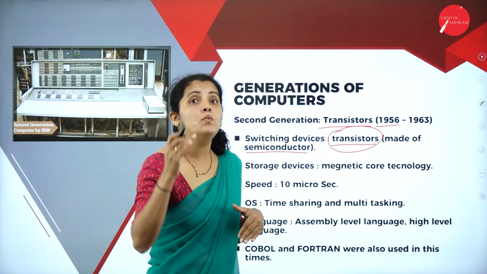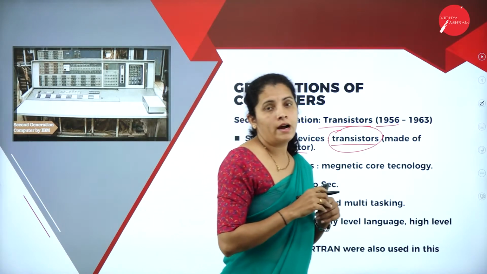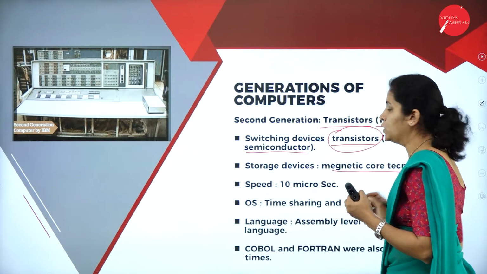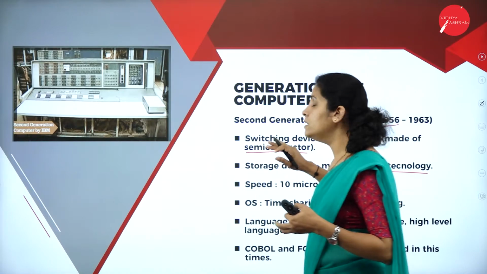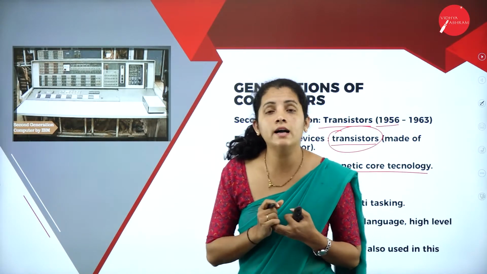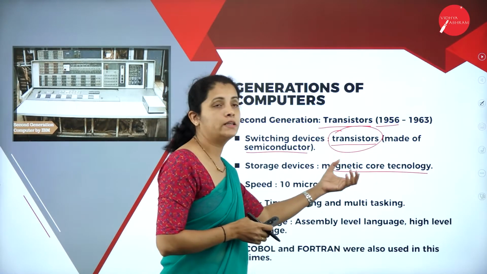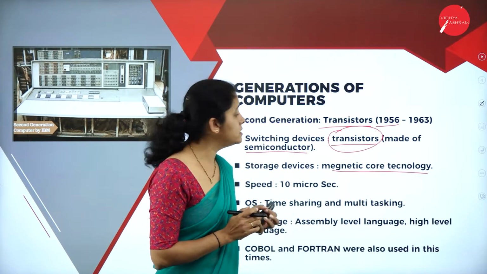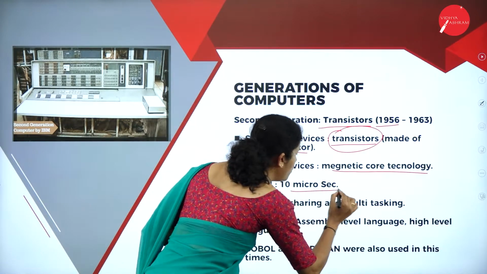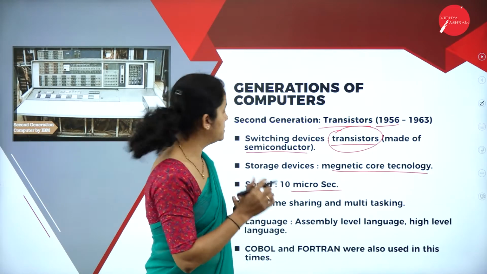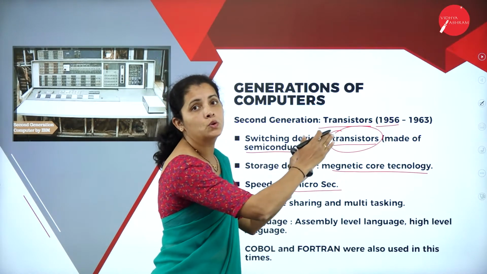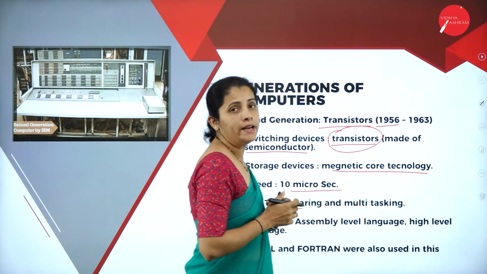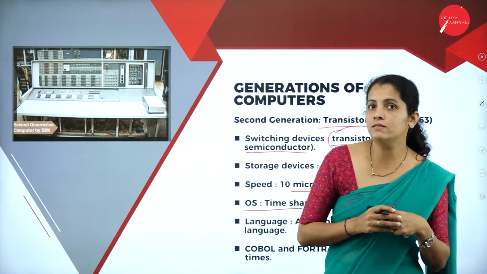Now tell me what kind of memory devices they are going to use. That is nothing but magnetic core technology. That means during second generation, the storage device used here is magnetic core technology, and the speed of the computers is measured in terms of microseconds. That is nothing but 10 microseconds. Along with that, they use time sharing and multitasking operating system.